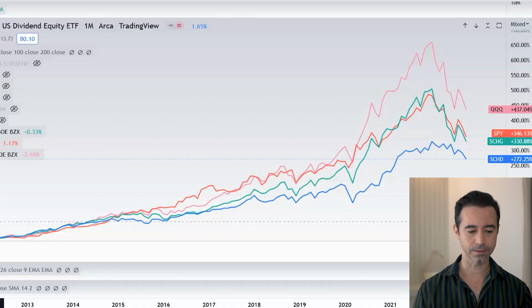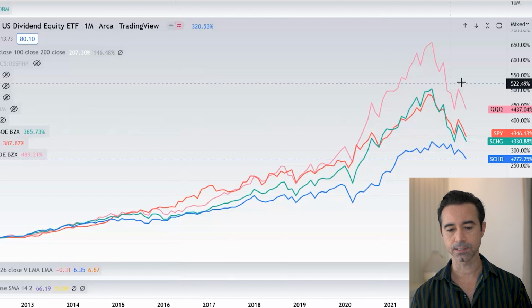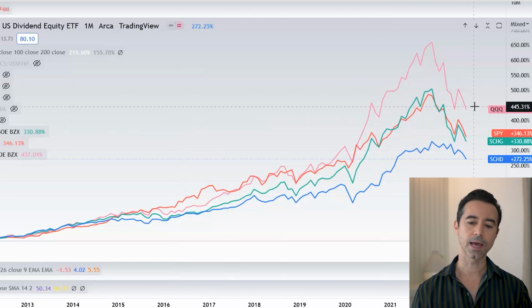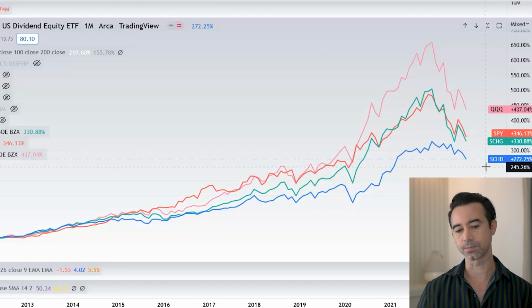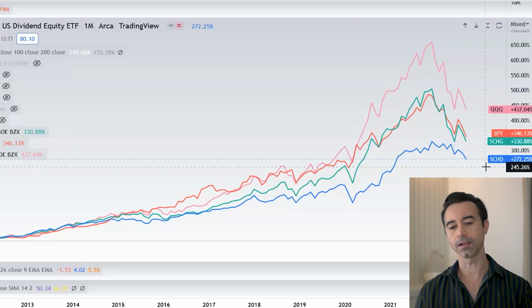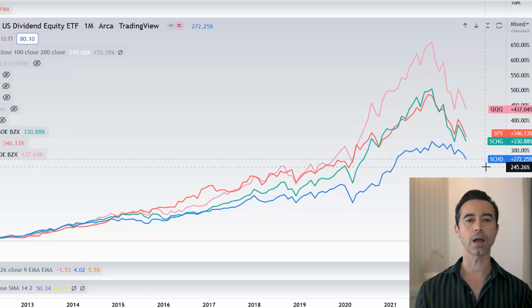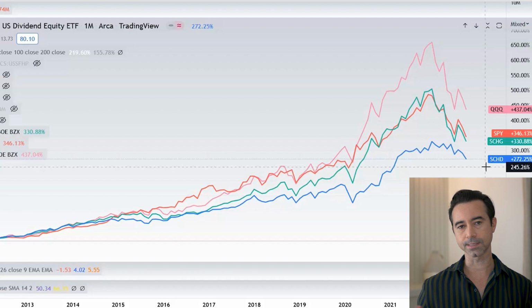Okay, let's take a look at triple Q to see how that looks versus SCHG. If we go back a longer time period, we're looking at November of 2011. How does this look? Well, triple Q has outperformed SCHD, SPY, and SCHG, of course. Triple Q has had a better return than all of these, but probably more volatile. Let's take a look at that.